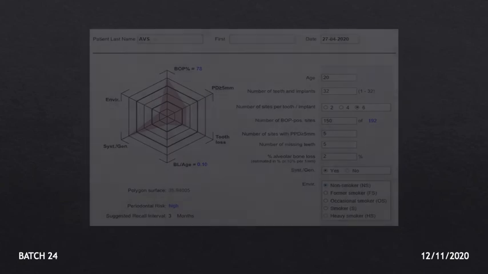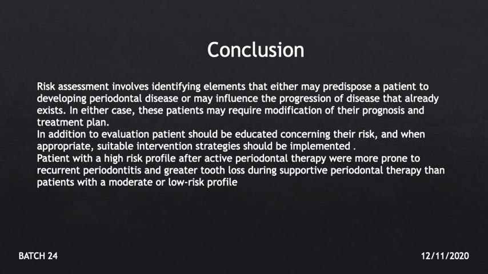To conclude, risk assessment involves identifying elements that either may predispose a patient to developing periodontal disease or may influence the progression of a disease that already exists. In either case, these patients may require modifications of their prognosis and treatment plan. In addition to evaluating patients, the patient should be educated about the risk, and when appropriate, suitable intervention strategies should be implemented. Patients with a high risk profile after active periodontal therapy were more prone to recurrence of periodontitis and greater tooth loss during supportive periodontal therapy than patients with a moderate or low risk profile. So our frequency of recall visits should increase as the risk profile increases. That is what we have to do.